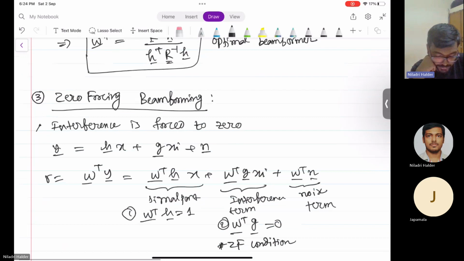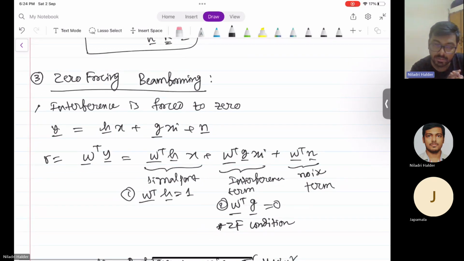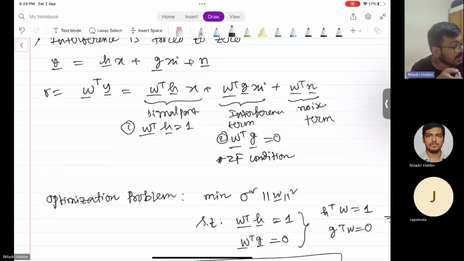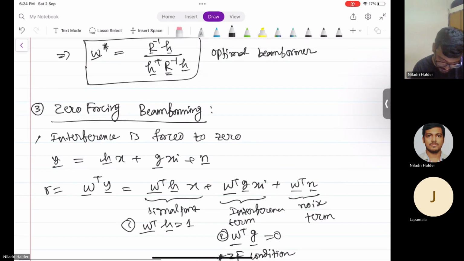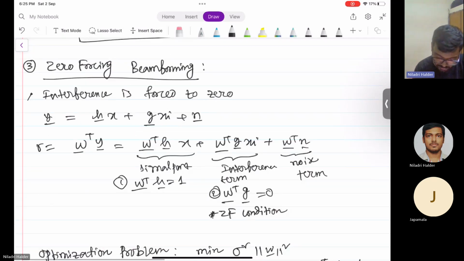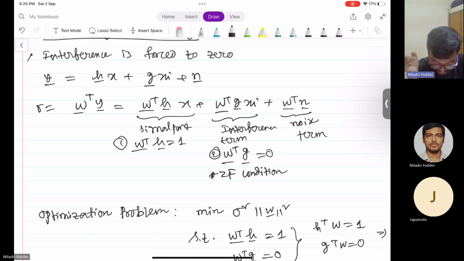And then zero forcing beamforming. Here we force the interference term to be 0, and then we minimize the noise power. So here we have two constraints. Earlier we had one objective function and one constraint. Here we have one objective function and two constraints.